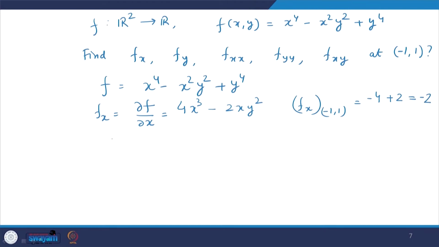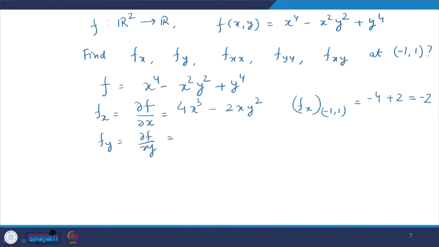Now, if you want to compute f y, it is del f upon del y. If you want to partially differentiate f with respect to y, you will take y as a variable and all other variables as constant. So, this will be 0, and the derivative of y square with respect to y will be 2 y. So, that is minus 2 x square y plus 4 y cube, and f y at minus 1 comma 1 means we put x equal to minus 1 and y as 1. So, it is minus 2 and again plus 4.